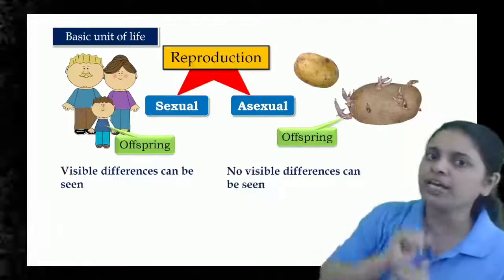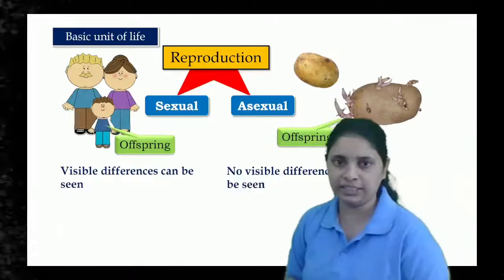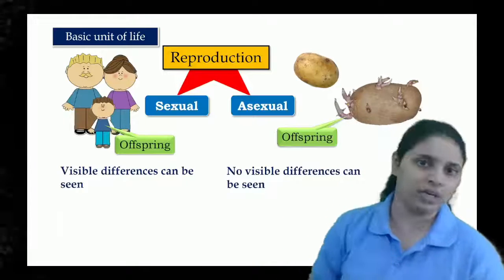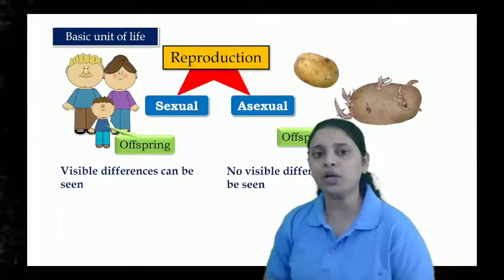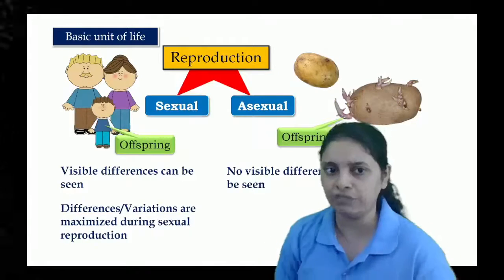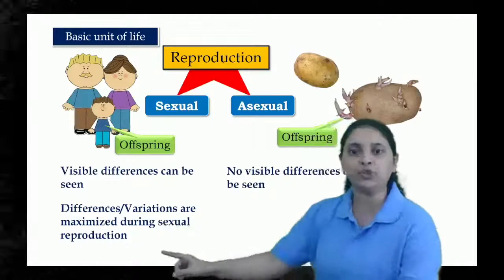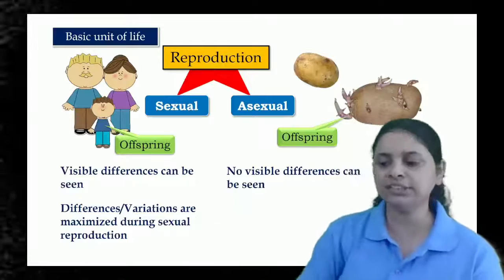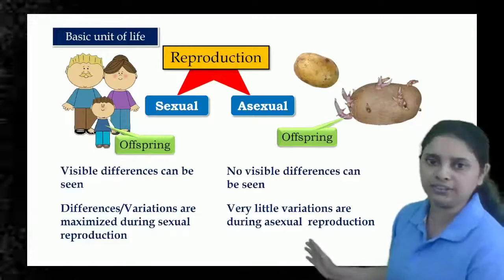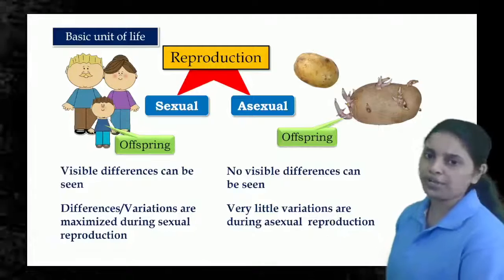लेकिन asexual में तो एक ही parent है. That is why no visible differences can be seen, right? Rarely some variations can be seen. They will also be very small variations. लेकिन sexual reproduction में हम visible differences देख सकते हैं as two parents are involved. Differences or the variations are maximized during sexual reproduction. More variations in sexual reproduction, and contrary to this, very little variation occurs during the asexual reproduction process.